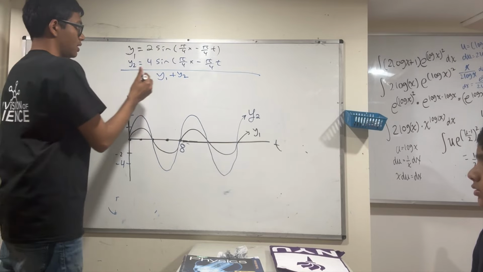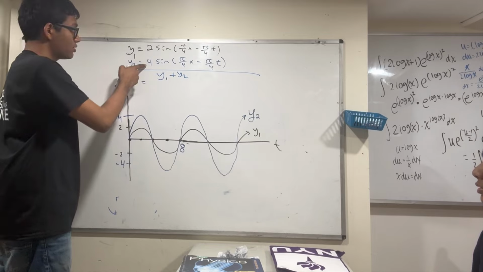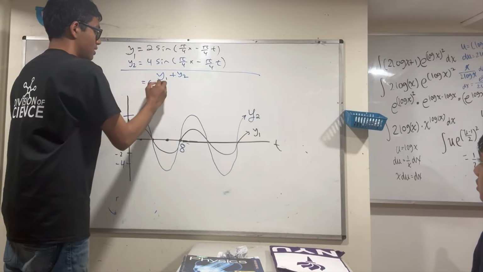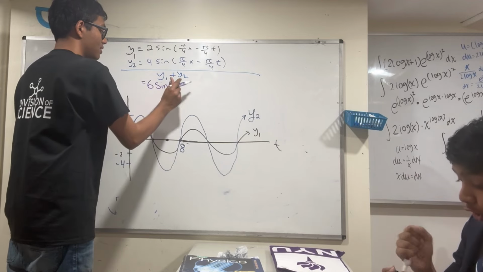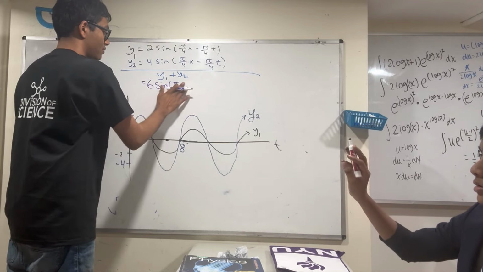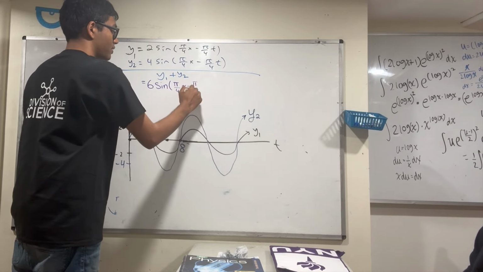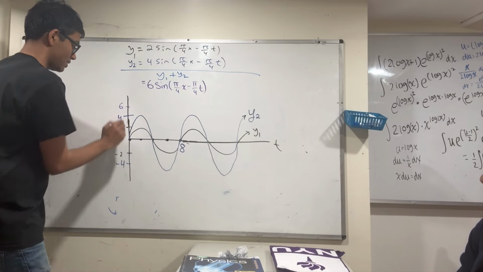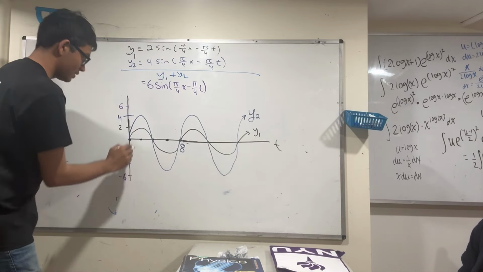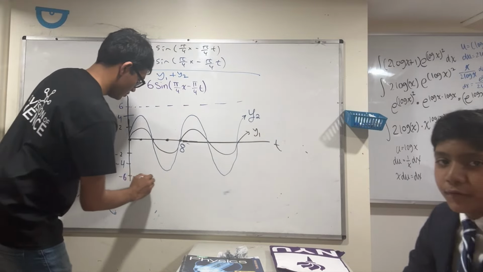Okay, so y1 plus y2 is 2 plus 4, which is 6. And they're in phase, so I can just add them up like this. Oh, this works. Pi over 4 x. Purple is as good. Let's not waste too much time. So 2 plus 4 is 6, and minus 6. And let me make sure that 2 plus 4 is 6.